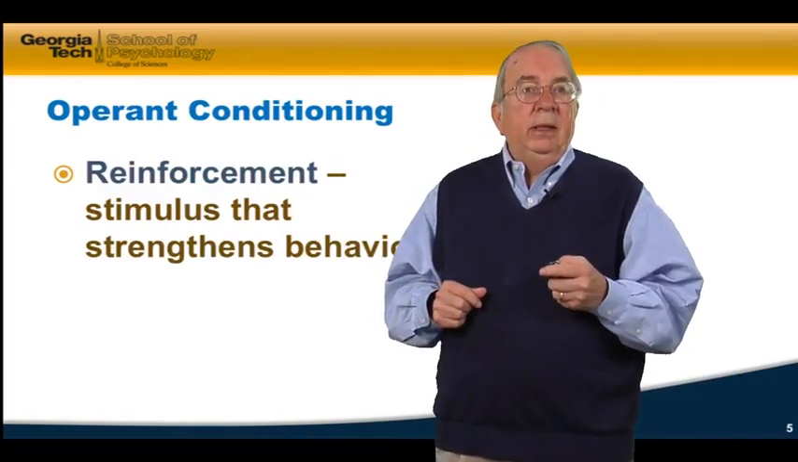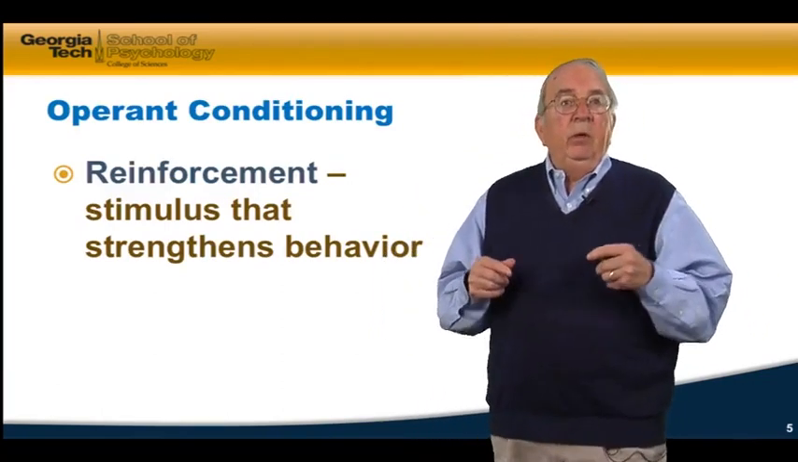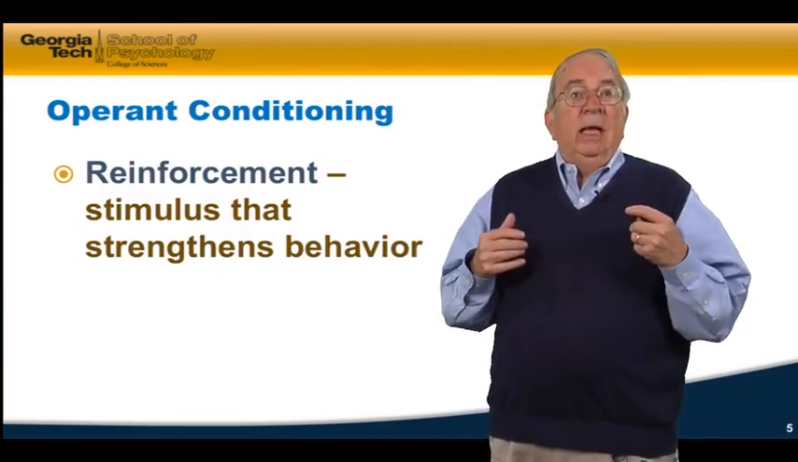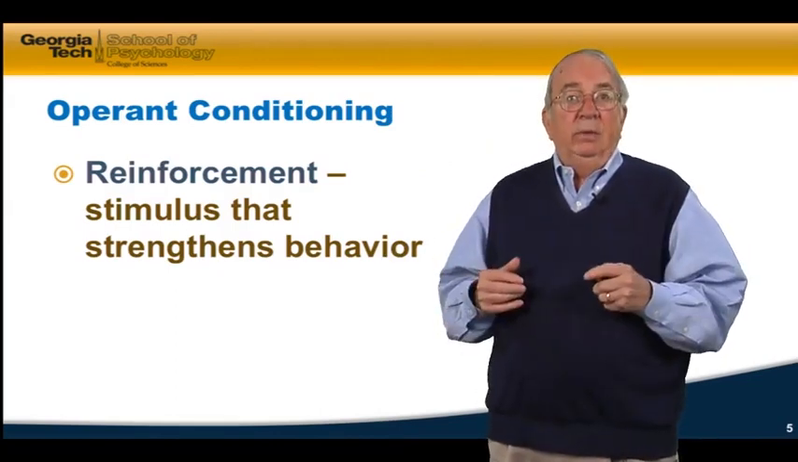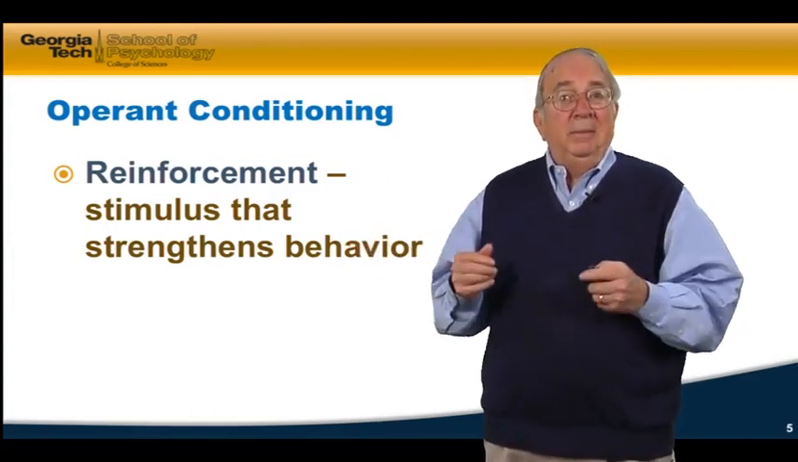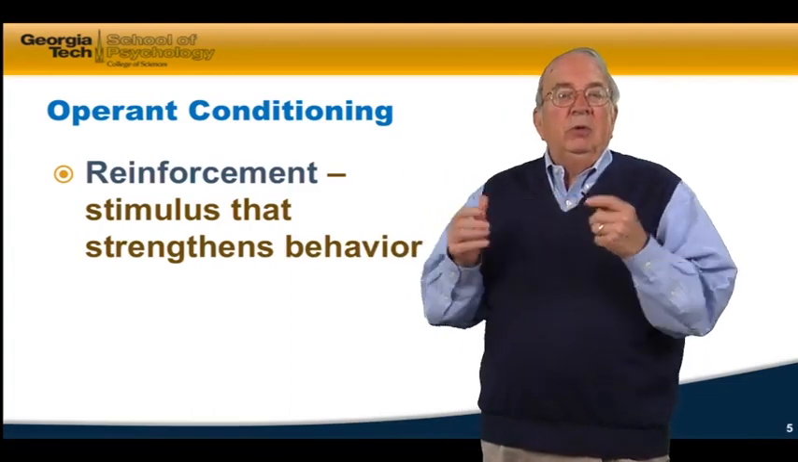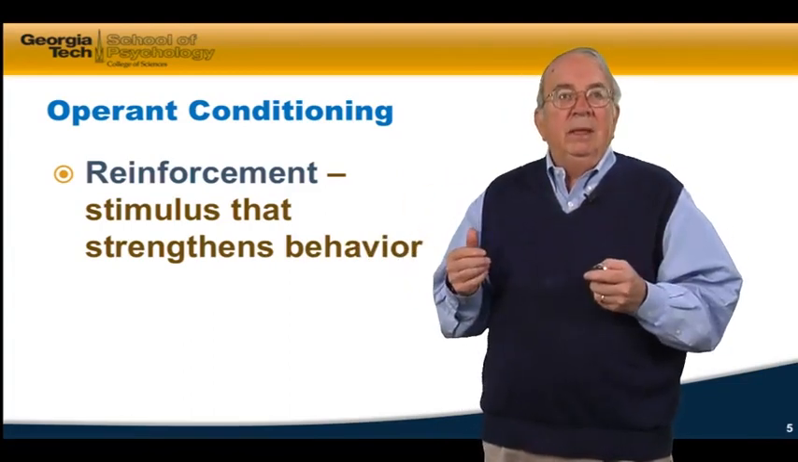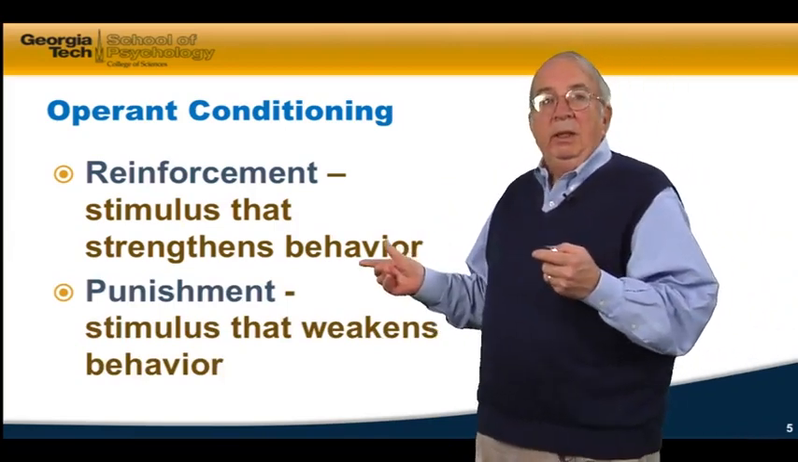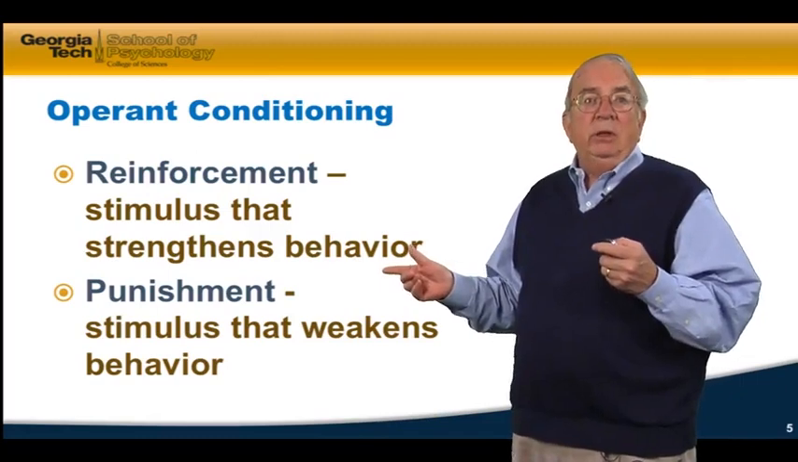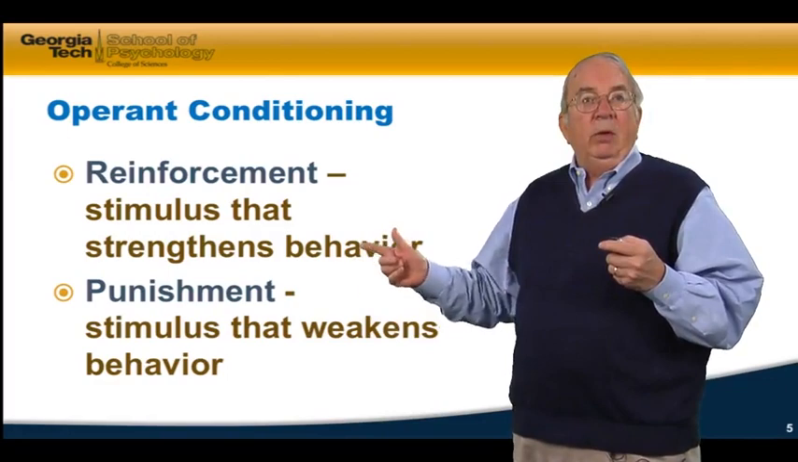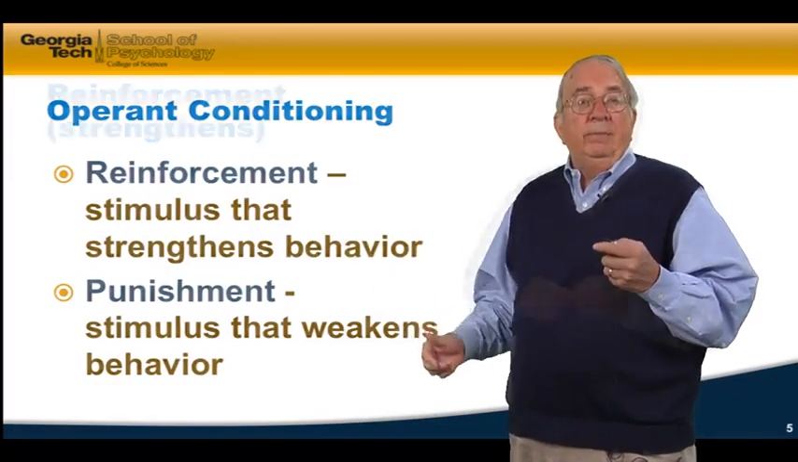In operant conditioning, there are two things we can do. We can reinforce the animal or the person. That's a stimulus that actually strengthens behavior, like the food for the rat, chocolate for me. Something that you find pleasurable will strengthen that behavior, the law of effect. We can also weaken a particular behavior by using punishment. And punishment is a negative stimulus that weakens behavior. Reinforcement, strengthening behavior. Punishment, weakening of behavior.